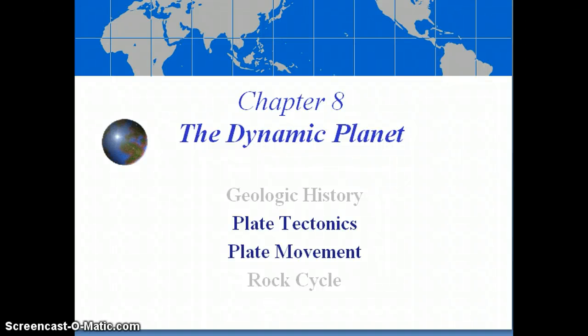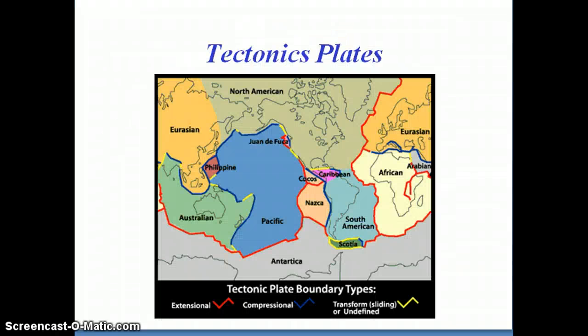Okay, so let's go on and look at some of the different types of plate movements that are associated with plate tectonics. So here are the basic plates. Again, we in Oregon live on the west coast of the United States, and the Juan de Fuca plate is the active plate off our coastline. We live in what's considered the Ring of Fire.